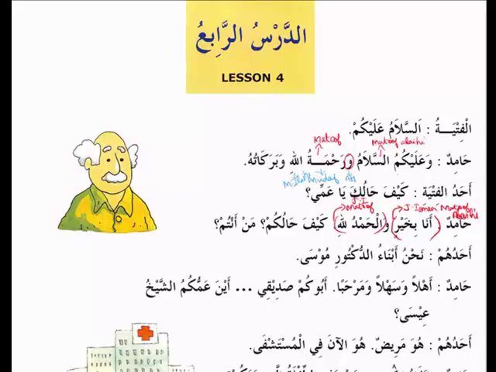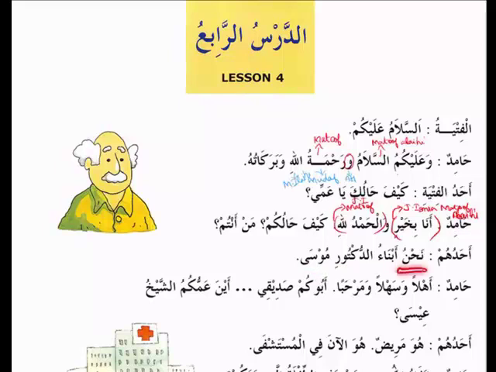Now coming to the next sentence, ahaduhum, one of them said, nahnu abna'ud dukturi Musa. Nahnu, we, okay, we are what? Abna'ud dukturi, sons of the doctor Musa. We are the sons of Dr. Musa. So what is the grammatical analysis of this sentence?